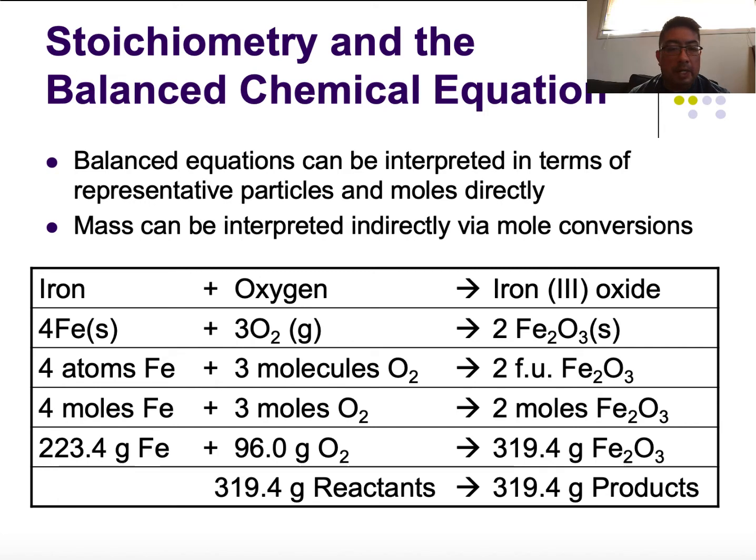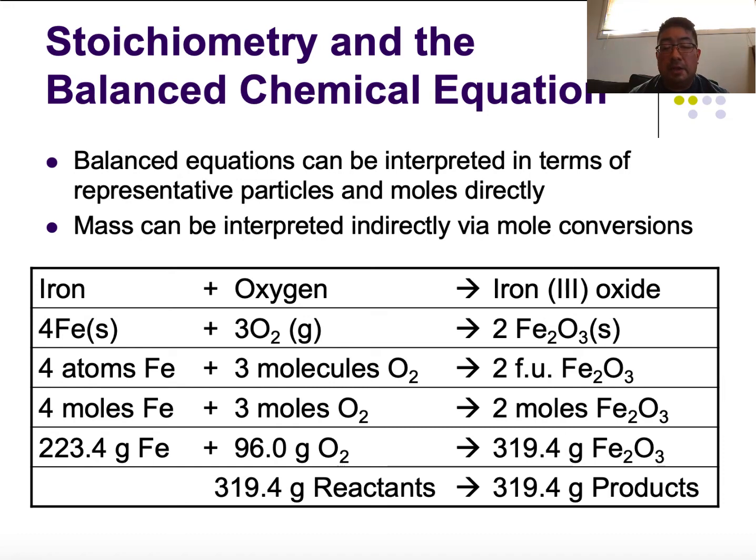In terms of interpreting the numbers in this equation in terms of coefficients, the numbers directly refer to the number of representative particles. So in other words, I can say 4 atoms of iron combined with 3 molecules of oxygen to produce 2 formula units of Fe2O3. Another way we can directly interpret this equation is in terms of moles. So I can say 4 moles of Fe and 3 moles of O2, if they're combined together, will make 2 moles of Fe2O3. So you can kind of think of the atoms and moles as our ingredients.